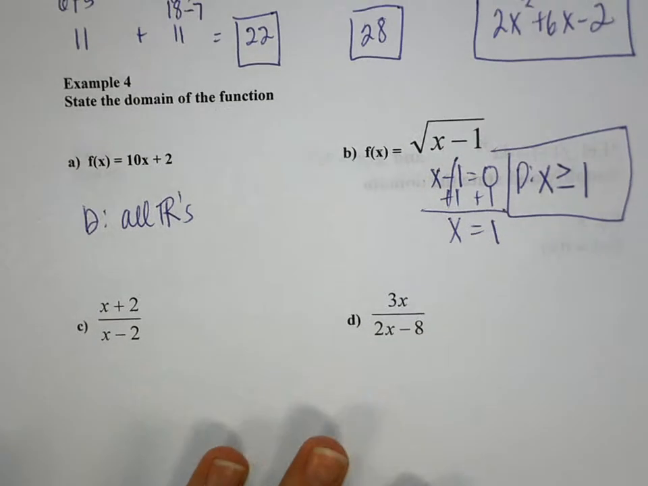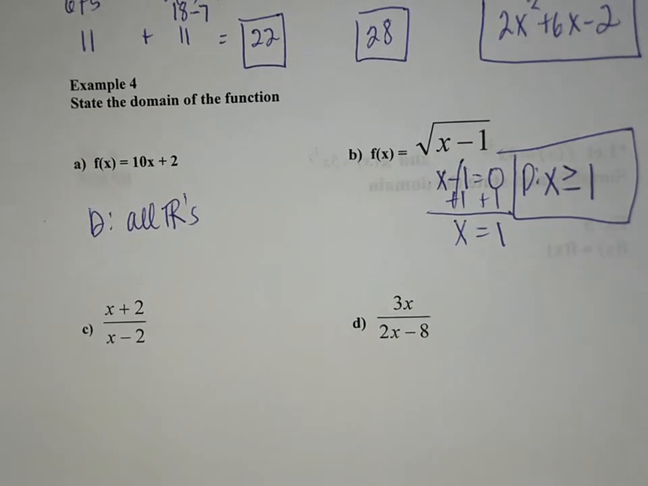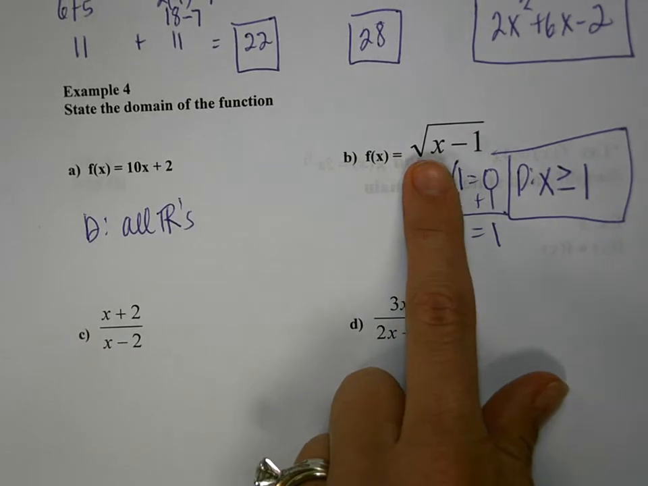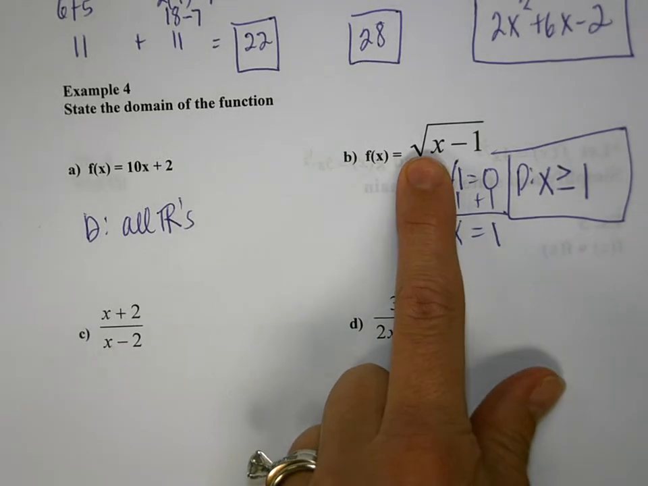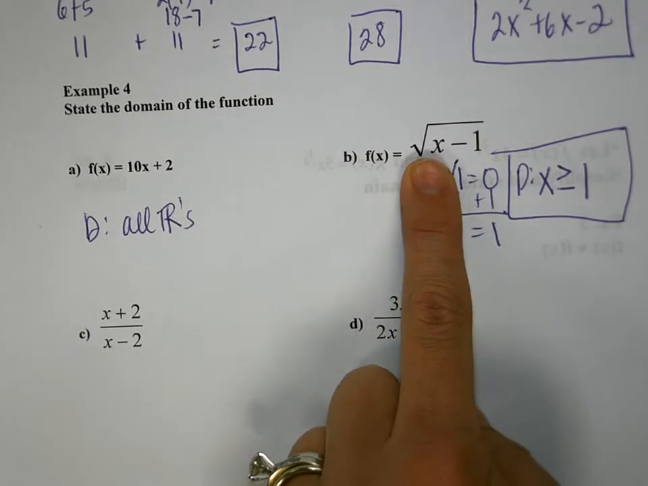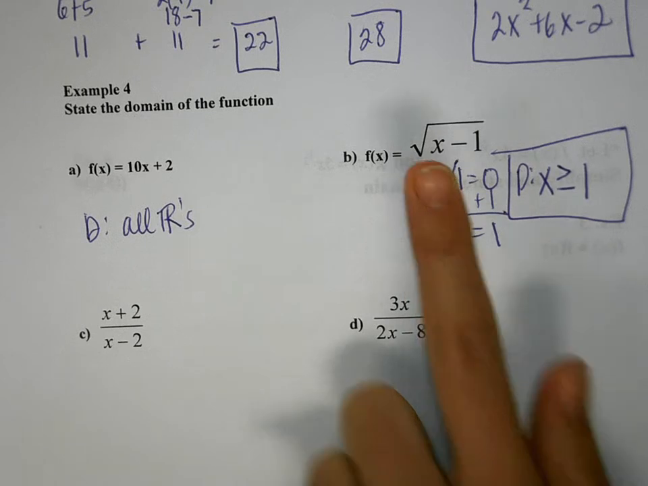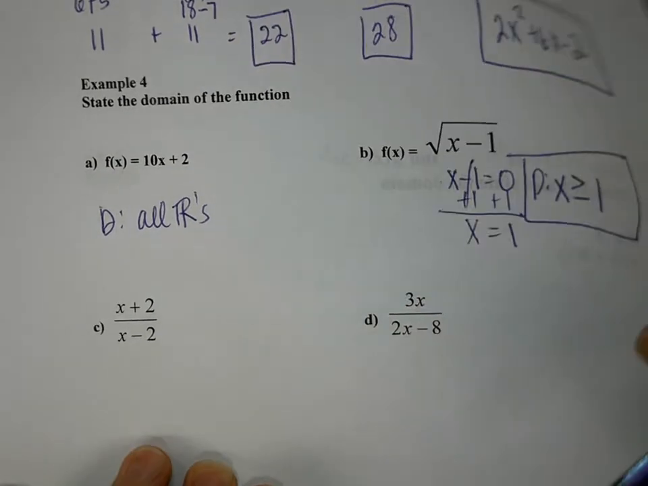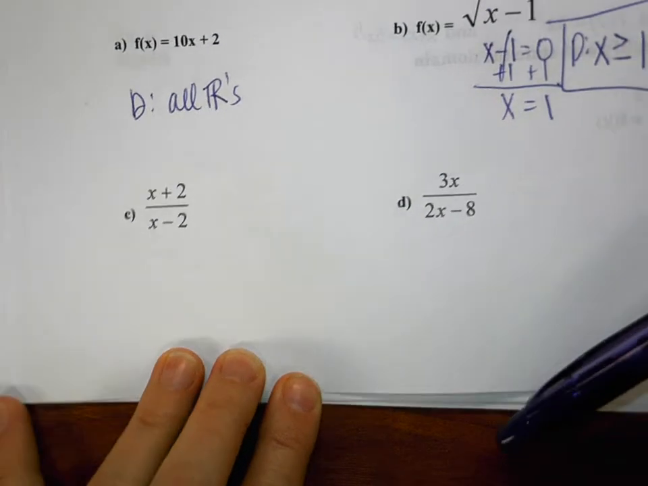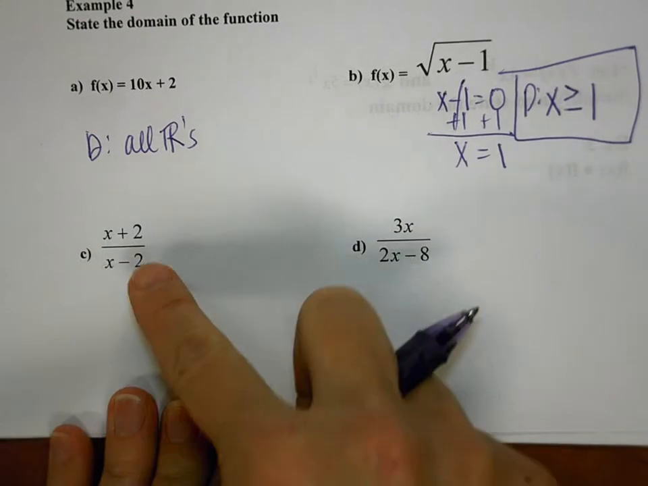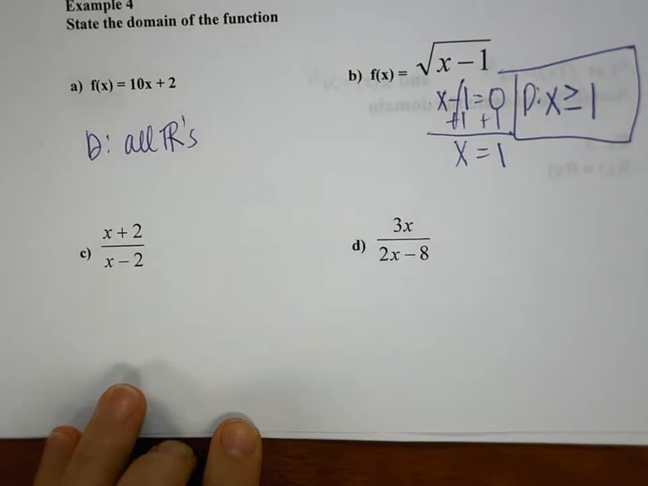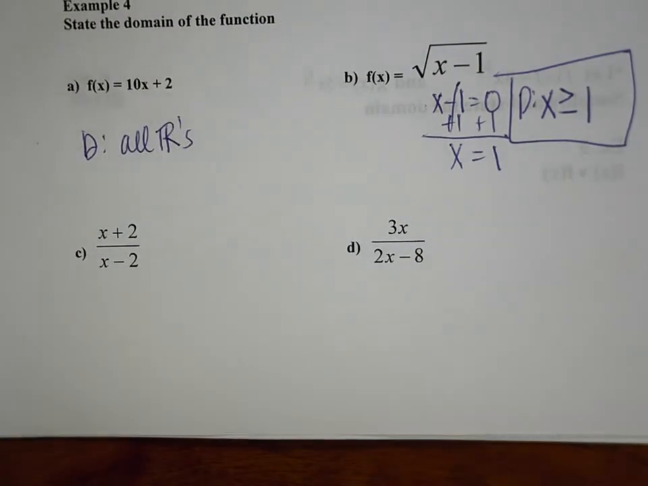X has to be greater than or equal to 1 because we can't have a negative under a square root. Now, if this had been a cubed root, is it okay to have a negative under a cubed root? Yeah, so then that would be all reals. Okay, on C. The only number that you can't end up with in the denominator of a fraction is 0, because a 0 in the denominator means no solution or undefined.